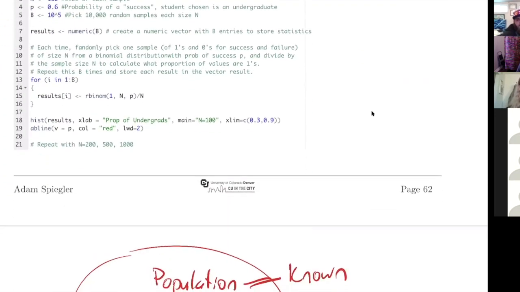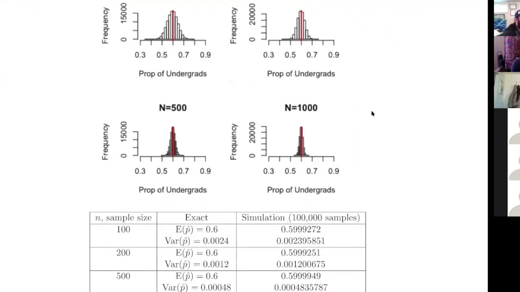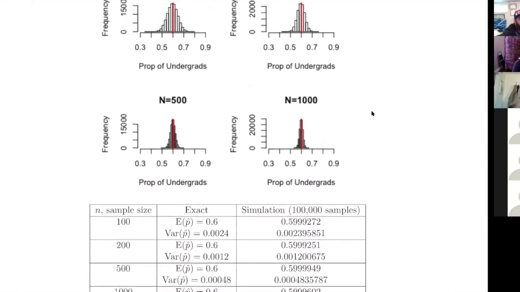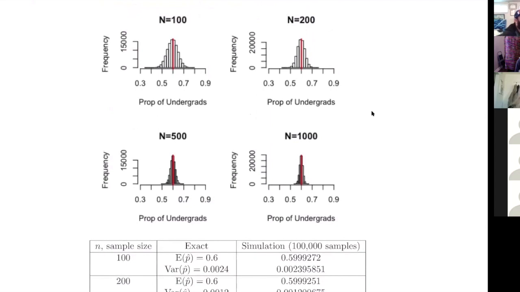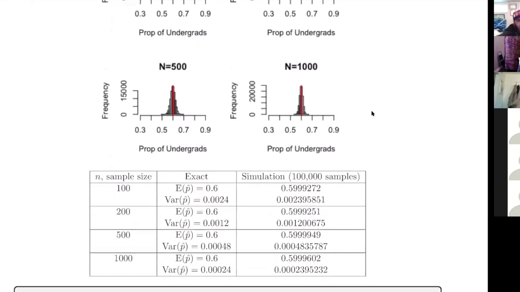The video has some files that you can play around with to do these simulations. The point is that these simulations matched what we found theoretically on the previous page, namely that the expected value is getting very, very close to 0.6. That's what we're observing from the simulations. And if we compare the theoretical variance to what we're getting in these simulations, we see that it's matching up.